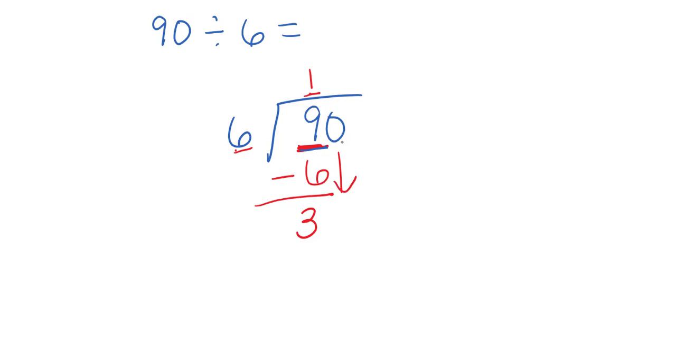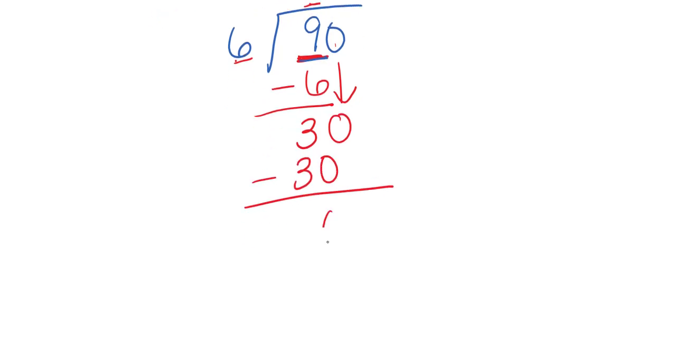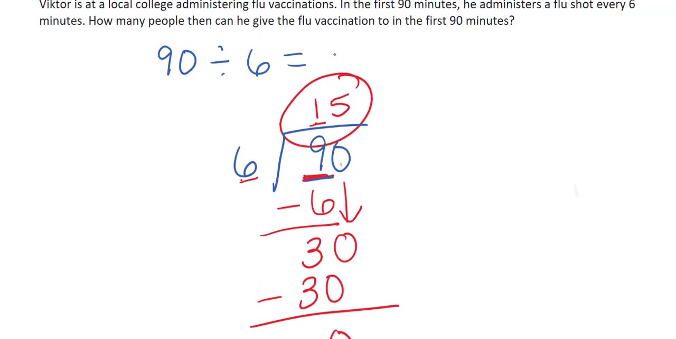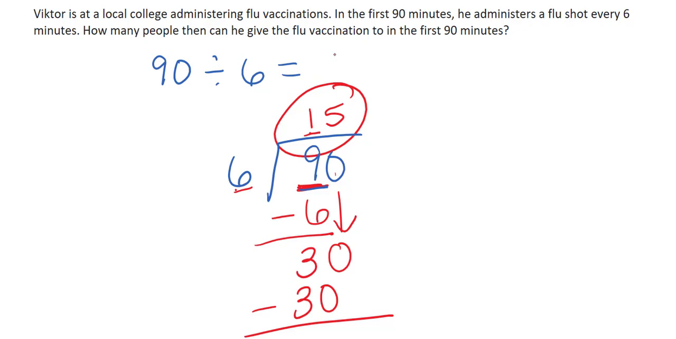Then we pull down this next digit. That's a 0, so we have 30 now. Now 6 can go into 30 how many times? Well, 6 can go into 30 5 times, because 6 times 5 is 30, and we subtract and we get 0. So how many people can he give a flu shot to in the first 90 minutes? 15 people.